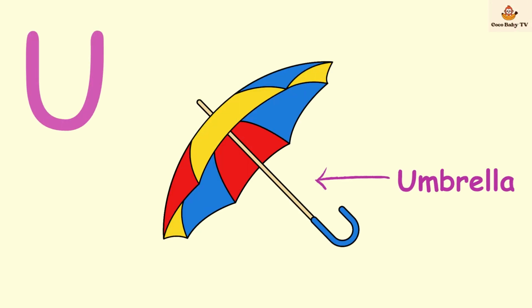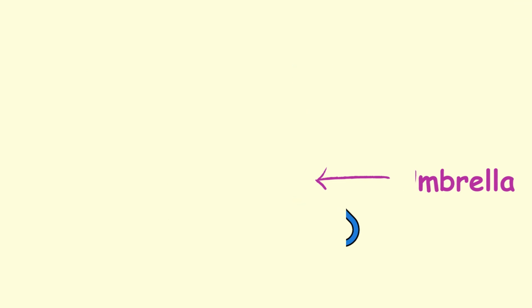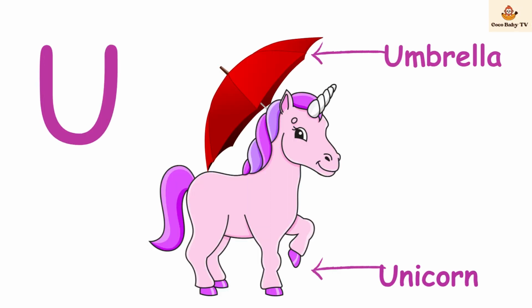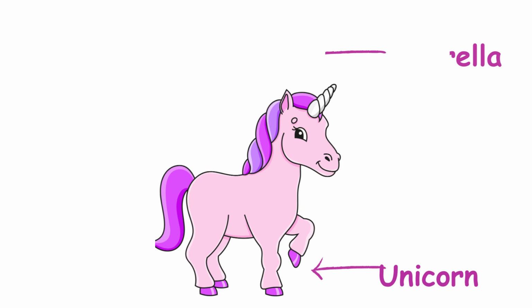U is for umbrella. U is for unicorn. U is for umbrella. U is for unicorn. Unicorn puts on an umbrella.